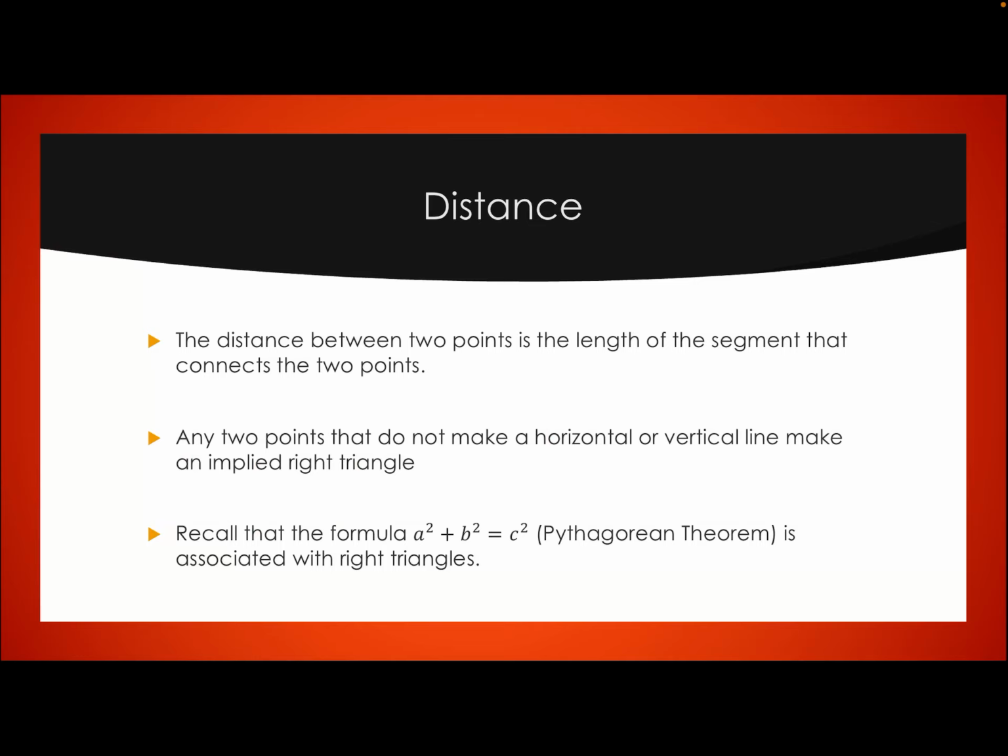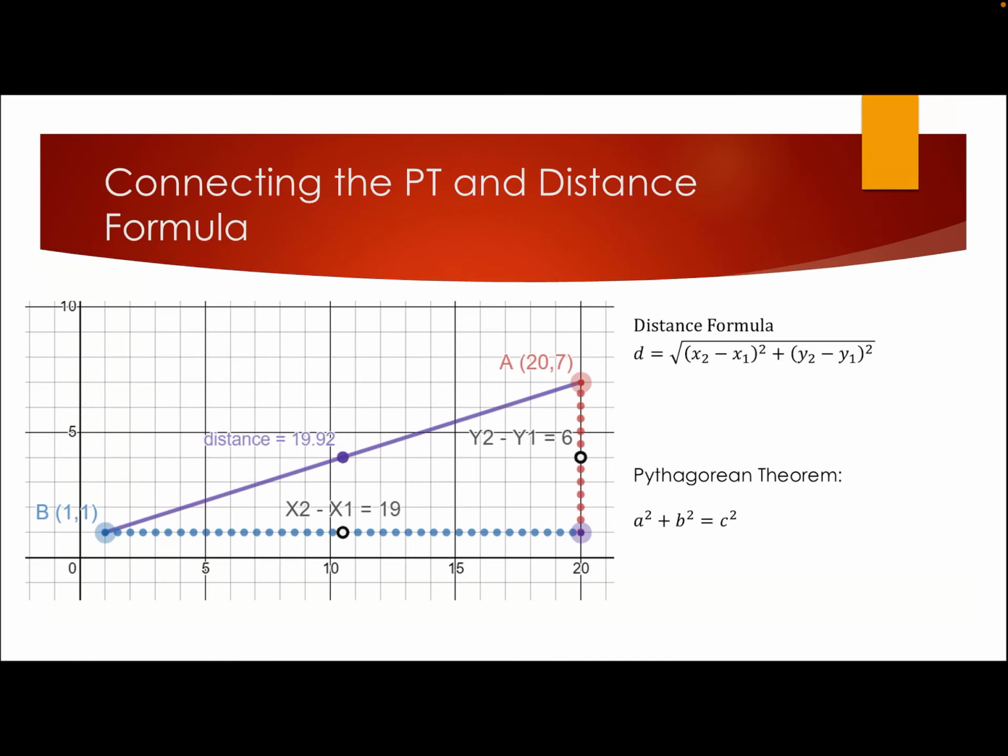So the distance formula: the distance between 2 points is the length of the segment that connects the 2 points. If 2 points don't make a horizontal or vertical line, they imply a right triangle. And we know previously that a squared plus b squared equals c squared. The Pythagorean theorem is associated with right triangles. So we're going to connect the Pythagorean theorem and the distance formula.